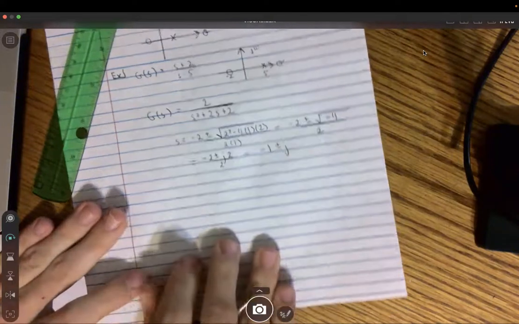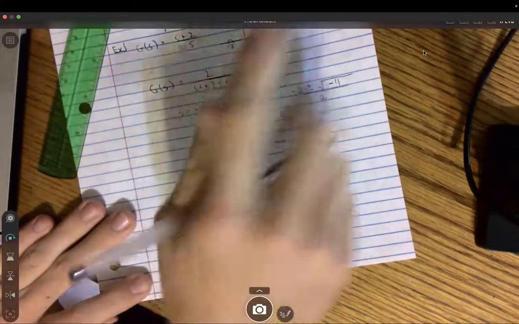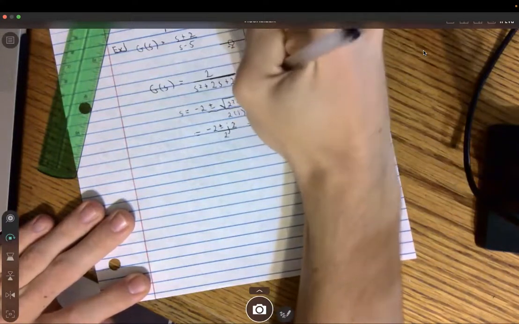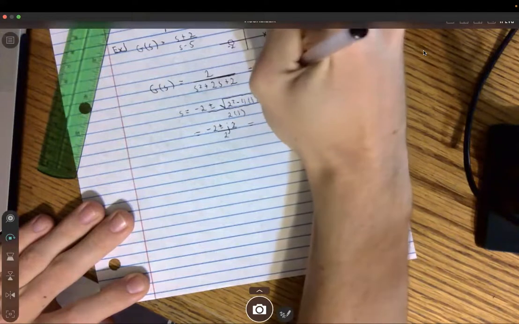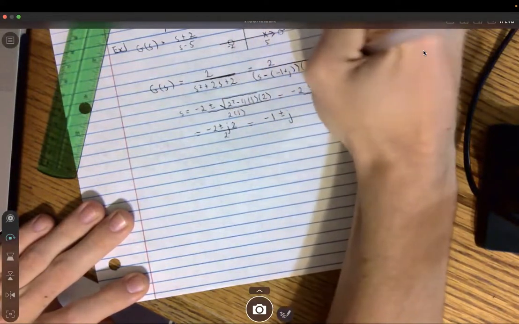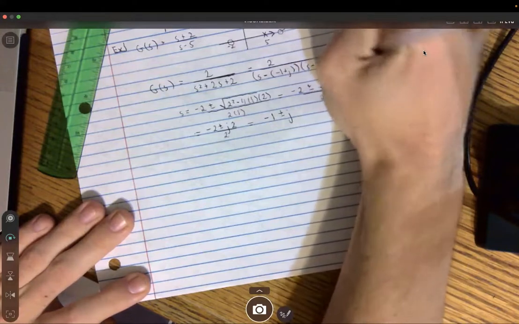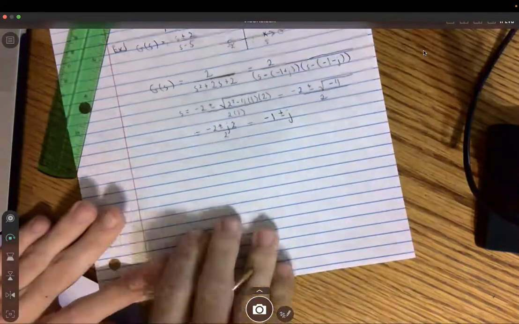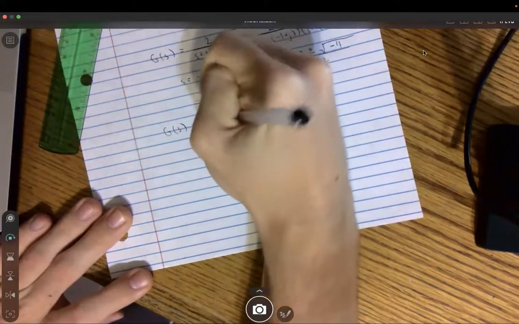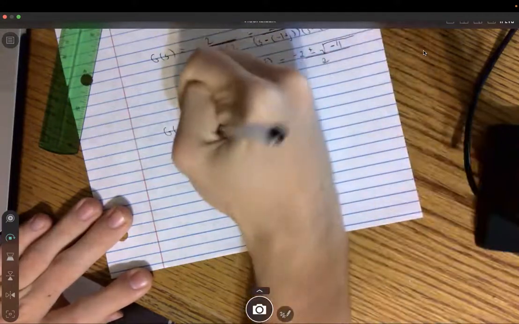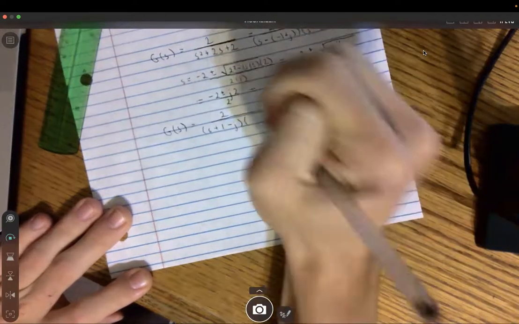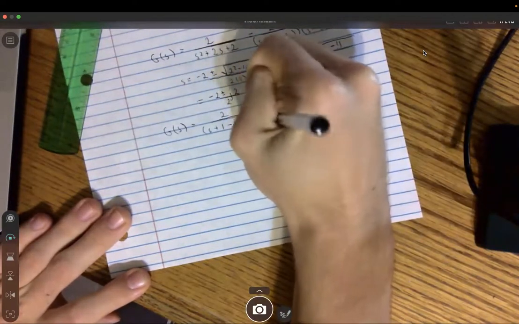And so here, in order to rewrite this, it's going to be 2 all over s minus (-1 plus j) for the first one, and then s minus (-1 minus j). And so just simplifying that denominator here for G of s, I'm going to write it down here. It's going to be 2 all over s plus 1 minus j, and then here we're going to have s plus 1 plus j.